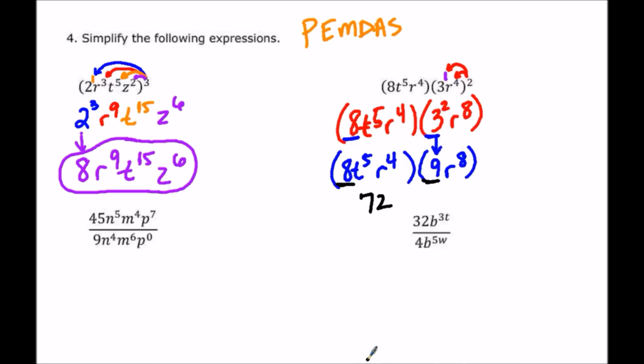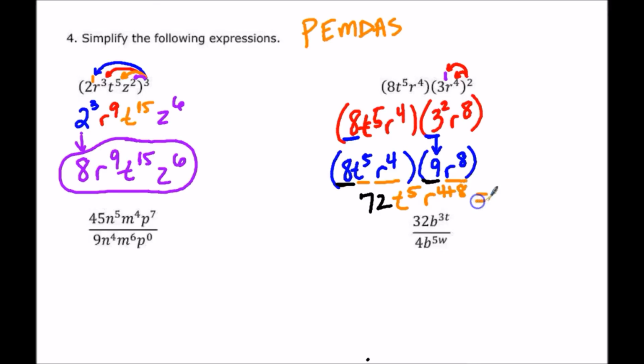Then I look for t's. Well, in this case, there's a t here, but there's no t there, so there's nothing that affects the t. So I'm going to put t to the 5. And then we look at the r's. R to the 4, R to the 8. Would I do 4 times 8 and get 32? Heck no. Because it's the same base, you should remember that it's 4 plus 8. Whenever they both have the same base, you add the exponents.